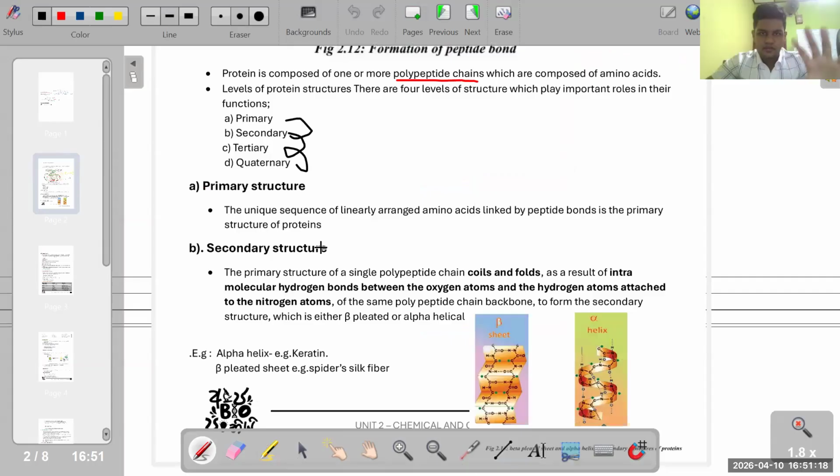Now see, with those ideas I'll explain. See here, the primary structure of a single polypeptide chain coils and folds due to intramolecular hydrogen bonds. Intra means within the molecule. The bonds are between the oxygen atom and the hydrogen atom attached to the nitrogen atom of the same polypeptide chain's backbone.